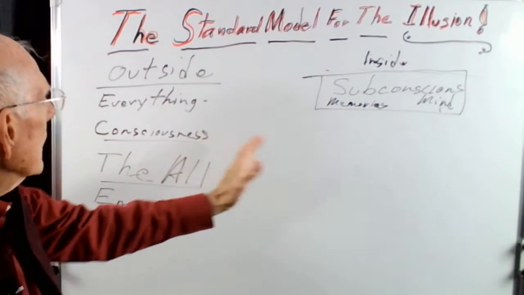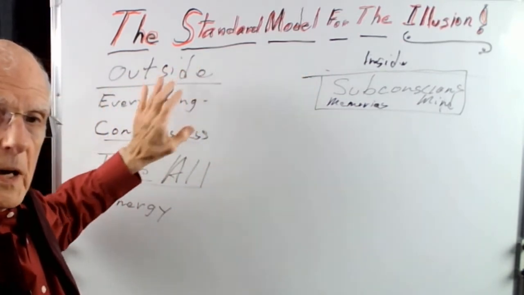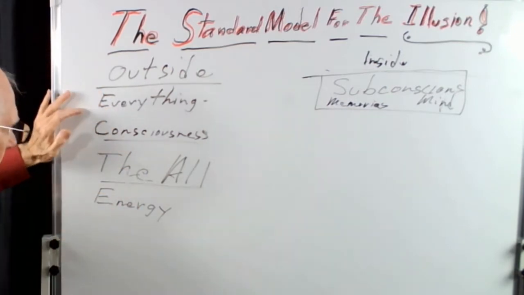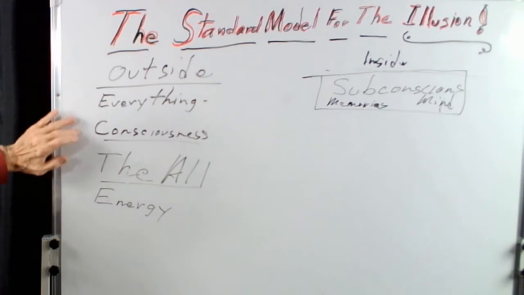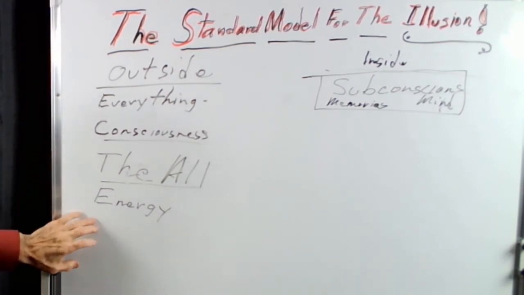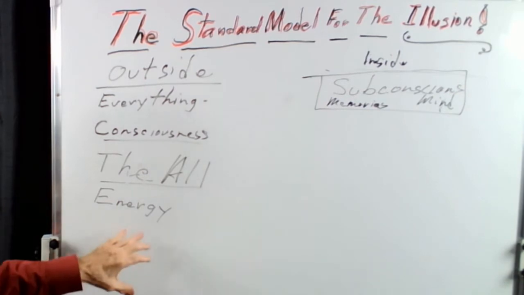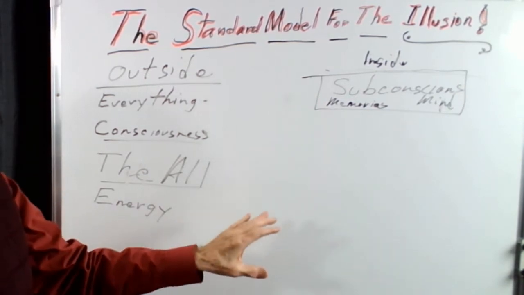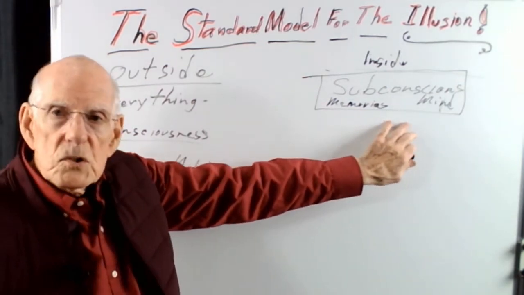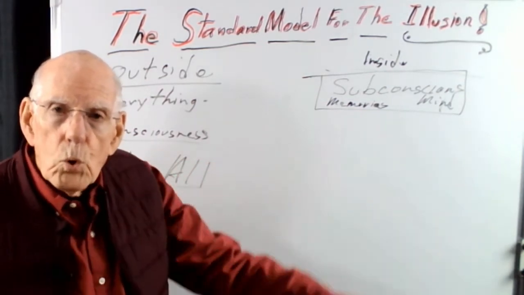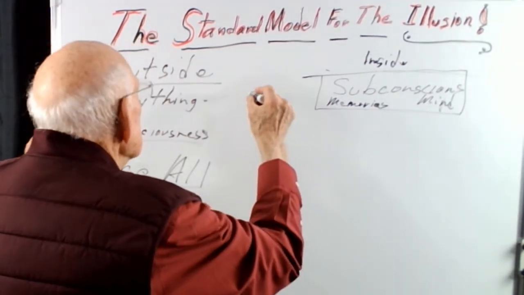So we have 2 elements, the inside and the outside. And we have picked some names: everything, consciousness, the all, energy. Now there might be more, but that's enough for the standard model. And inside we have the subconscious mind, which holds all our memories. Now there is a division between these 2.